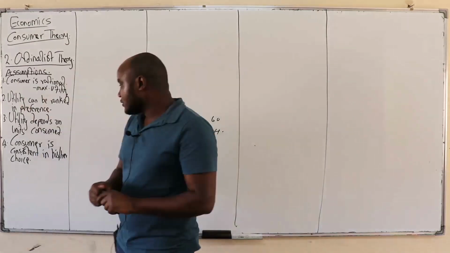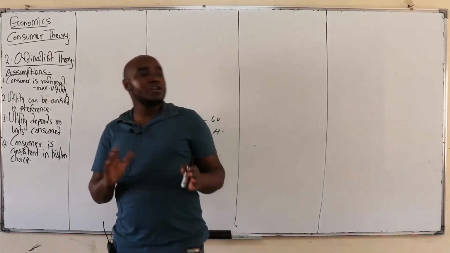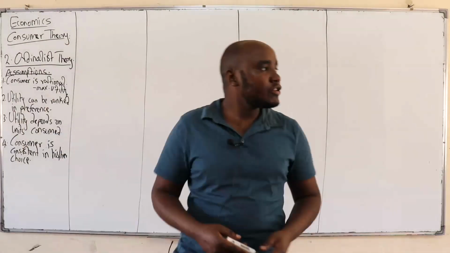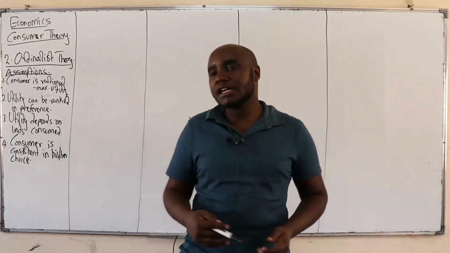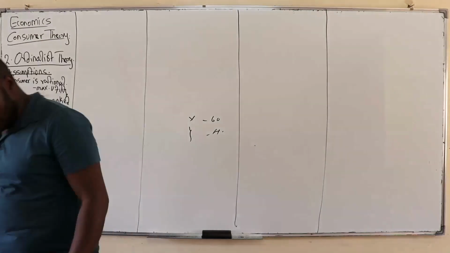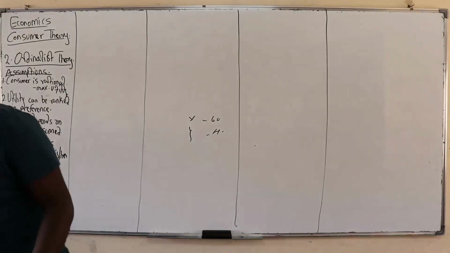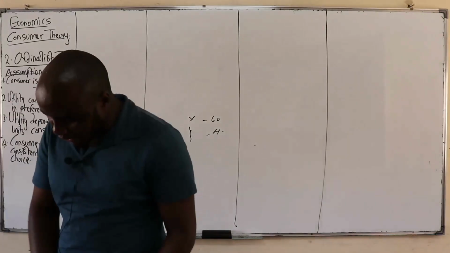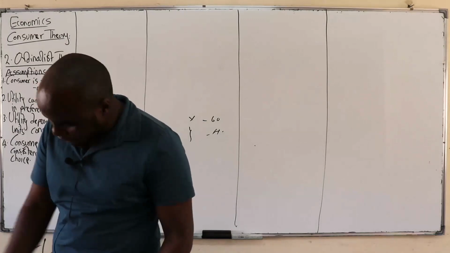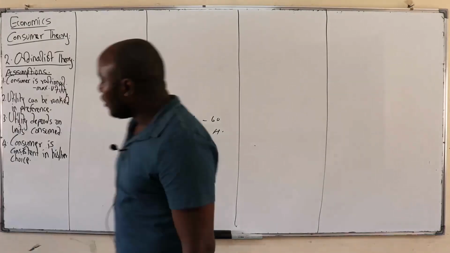Then the next one is that the consumer is consistent in his or her choice, such that there will be no form of wavering or indifference in terms of the choices that are made by the consumer. And these are the assumptions to do with the consumer. The next thing that we shall be tackling here is to define the ordinal approach of the utility.